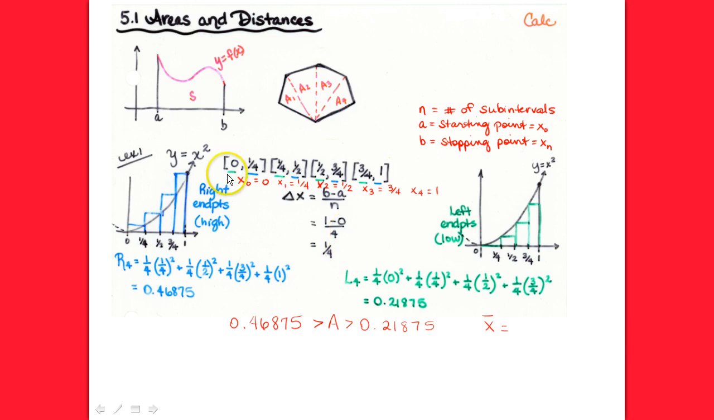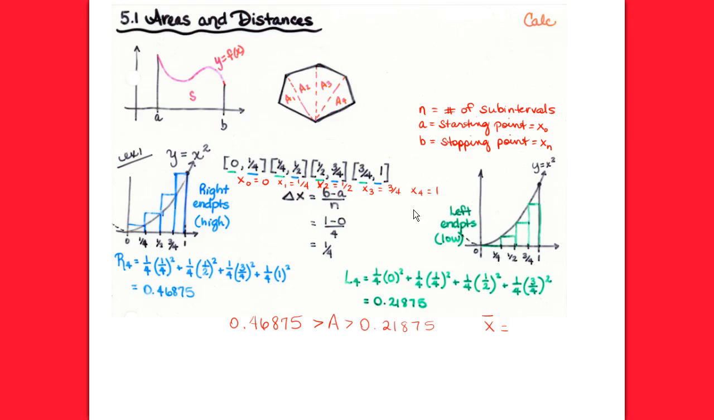So for our first interval, we started at 0, so that would be x sub 0. And then the next value that we have was 1/4, so that'll be x sub 1. The next value is 1/2, so that'll be x sub 2. The next value is 3/4, that'll be x sub 3. And then the last value was 1, that would be x sub 4. And notice if we've done this correctly, our stopping point should be x sub n. N was 4 here, and so sure enough, we've got x sub 4. So that's how we could label this.